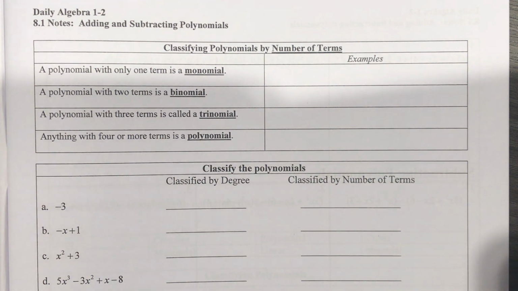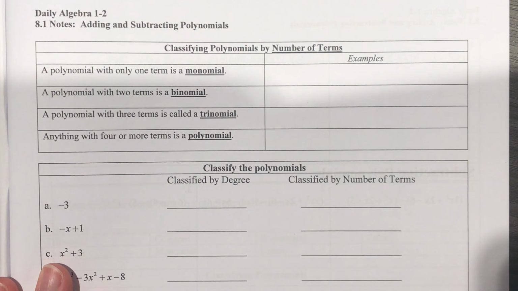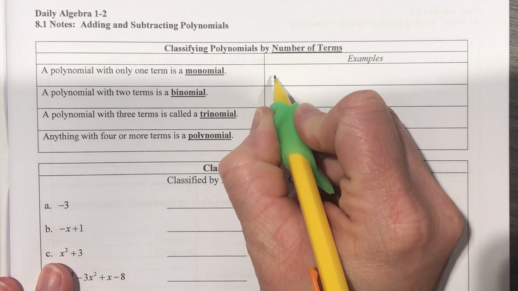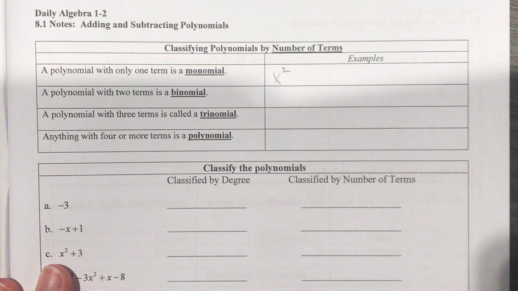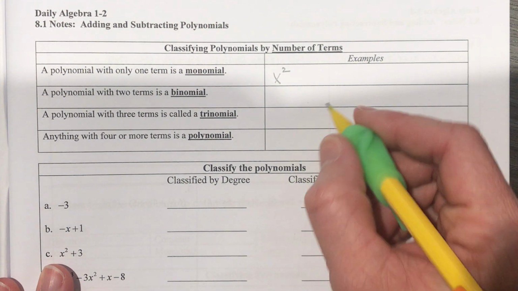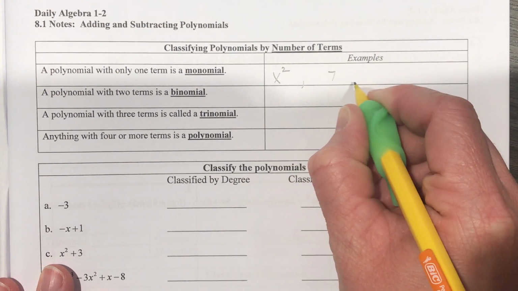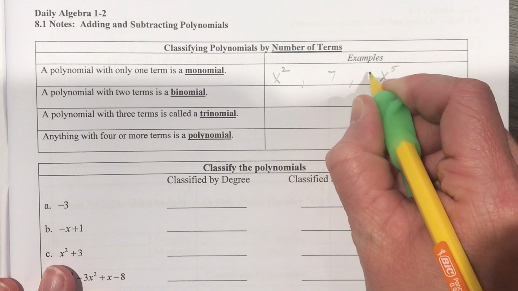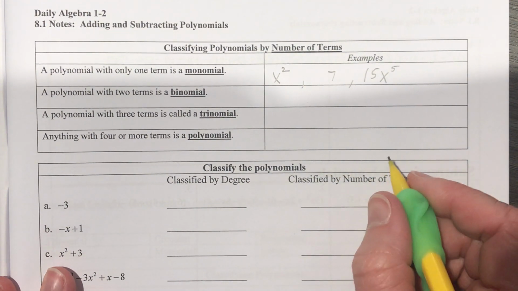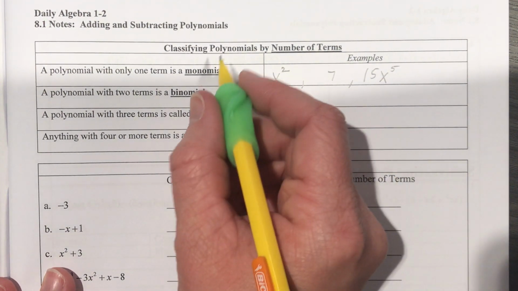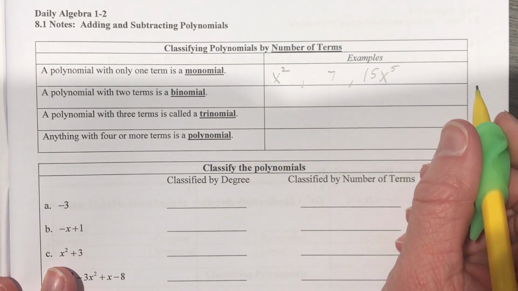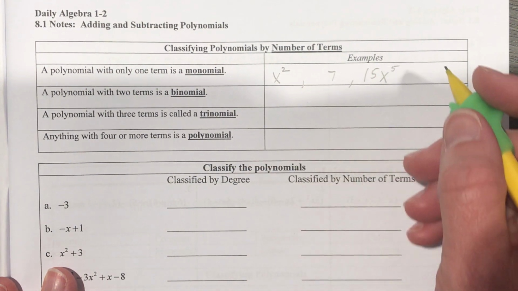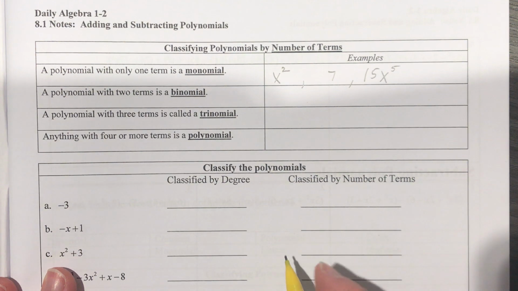So for terms, if you write one single term, it doesn't matter the degree, like x squared, that would be considered a monomial because there's only one single term in the function. Or here's another example, 7. Or another example could be x to the 5th. It could be 15x to the 5th. As long as there is only one term, that's called a monomial. Again, not based on the degree. It could be any degree you want, just means you have one single term for the function.